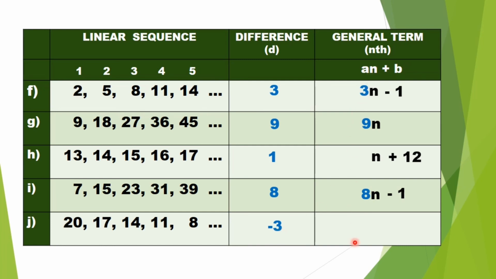Substitute to a, we have negative 3n. The first term here is 20. So we add 23 to make it 20. Because if n is 1, negative 3 times 1 is negative 3. Plus 23 is 20.